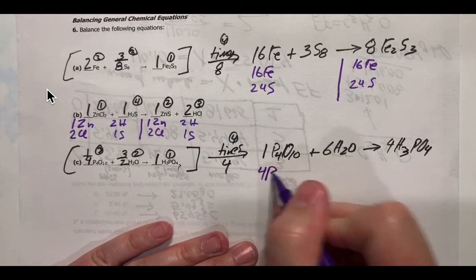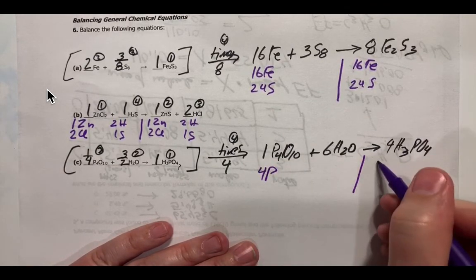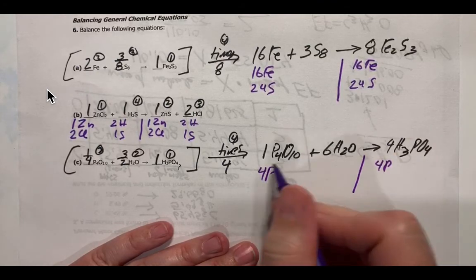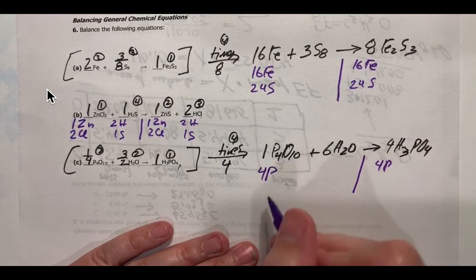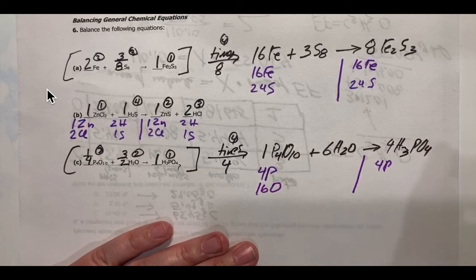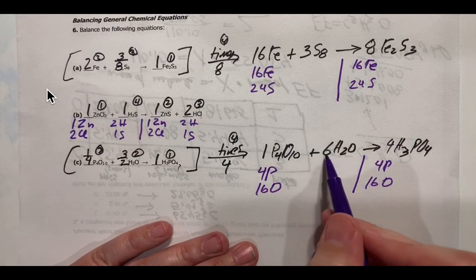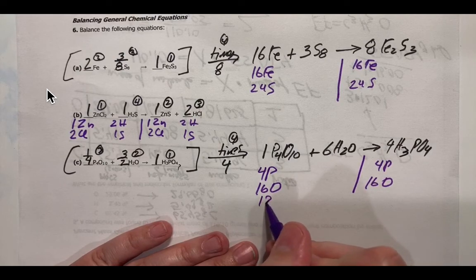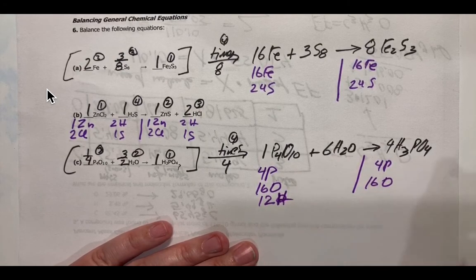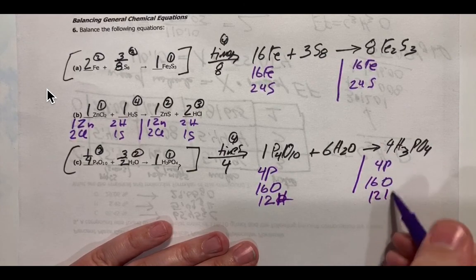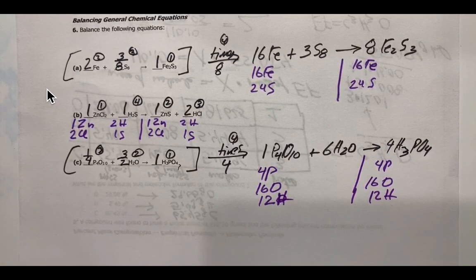All right, let's check this beast now and see if it is balanced or not. So 4 phosphorus and 4 phosphorus, 10 oxygens, and then 6 more, so 16 oxygens. And then 4 times 4 is also 16 oxygens. And then finally hydrogen. 6 times 2 is 12 hydrogens, and 4 times 3 is 12 hydrogens. So this is also perfectly balanced.